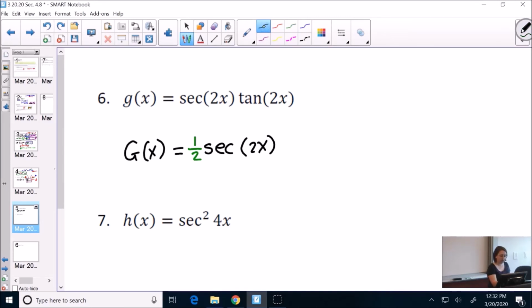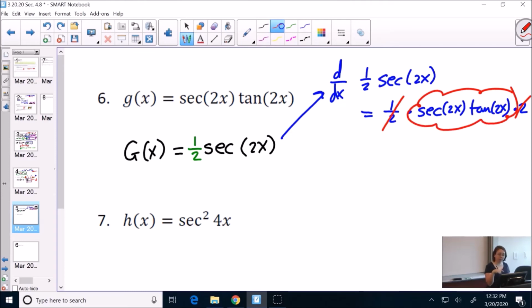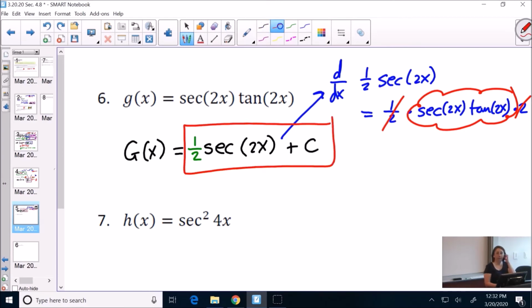Look, let's check our work here. If we take the derivative of our guess, we would end up with 1/2 times secant of 2x, tangent of 2x, because the derivative of secant is secant tangent. Then the inside, we need the derivative of the inside, which is 2. The 1/2 and the 2 cancel, and this is the original problem. So yes, this is the correct antiderivative, but don't forget to put your plus c so that you have the entire family of antiderivatives. Alright, so we did that one.